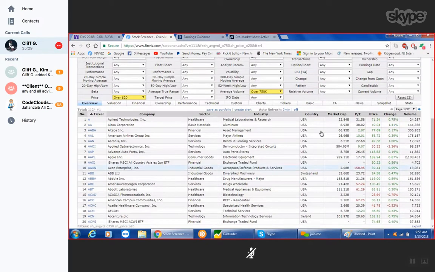Now, for this, I still want to screen for the price over 20, the average volume over 750,000, but I already got the earning stocks. Now I just want to see what's moving. So I'm going to come here to the change from the open, and I'm going to check what's up 3%. Where's the party this morning? What's down 3%? What's up 3%?